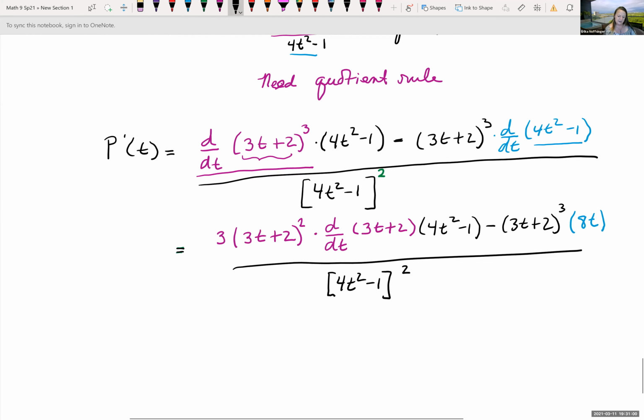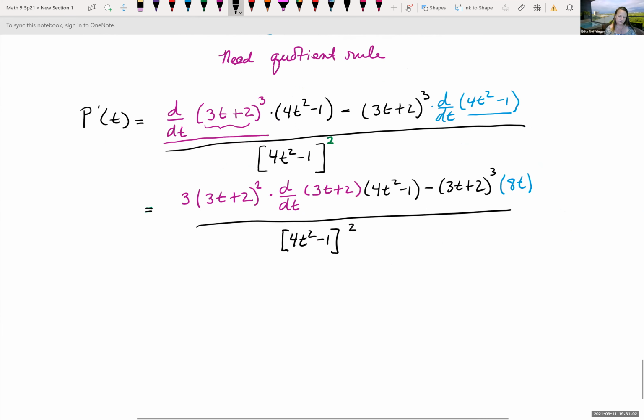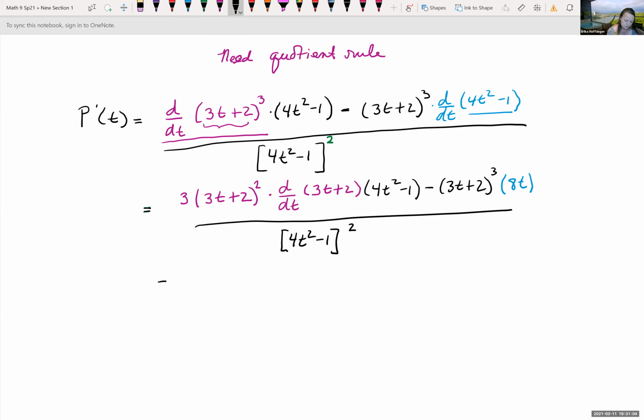Okay, so we want to clean it up some more. Let's go in. We still haven't taken the derivative of the inside yet. I cannot distribute this 3 inside the parentheses because this is a square here. I could technically distribute it here, but let's leave it alone for now. So I have this 3, I have this 3t plus 2 quantity squared.